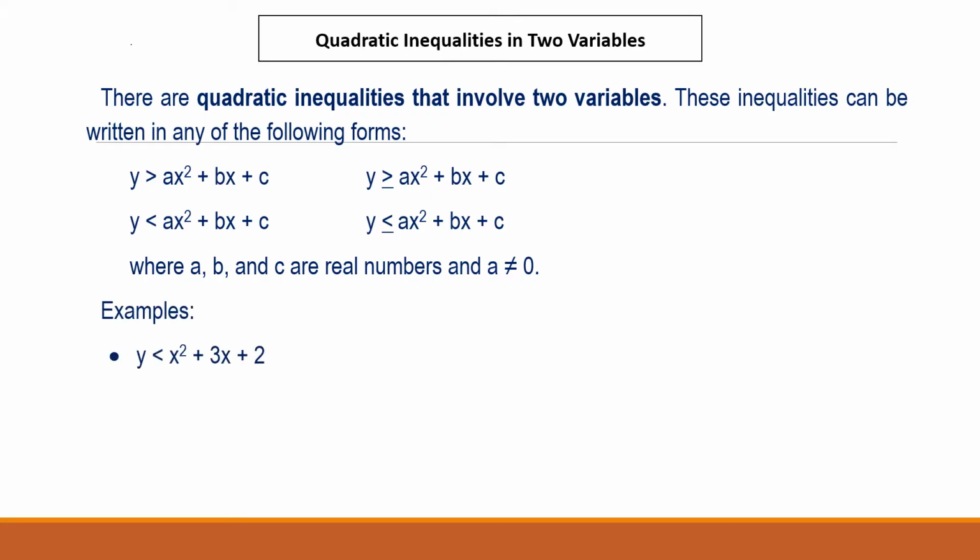Some examples are y is less than x squared plus 3x plus 2, y is greater than 2x squared minus 5x plus 1, y plus 9 is greater than or equal to negative 4x squared, y minus 7x is less than or equal to 2x squared.